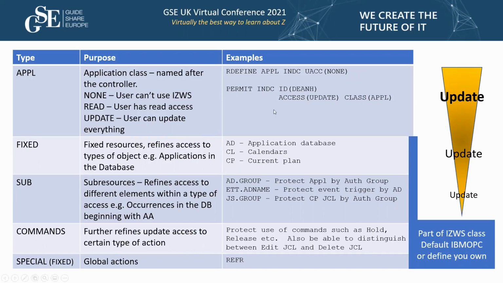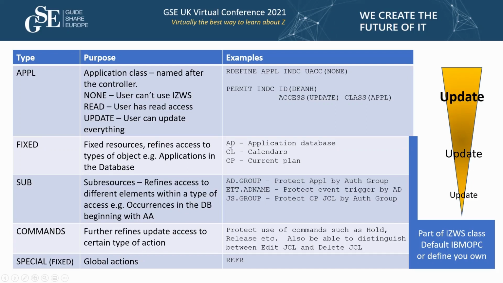And then you give them permissions to say, for this controller in the application class, I'm going to give this user, well, I actually wouldn't give it to users, but this is just an example, update access to this controller. Now that means at this point, I can do anything in this controller. But then we also have fixed resources. So these now define the different types of things that you can update. So AD are application descriptions, CL calendars, CP current plan. And again, you can start to say which groups and which users have update access to these elements.